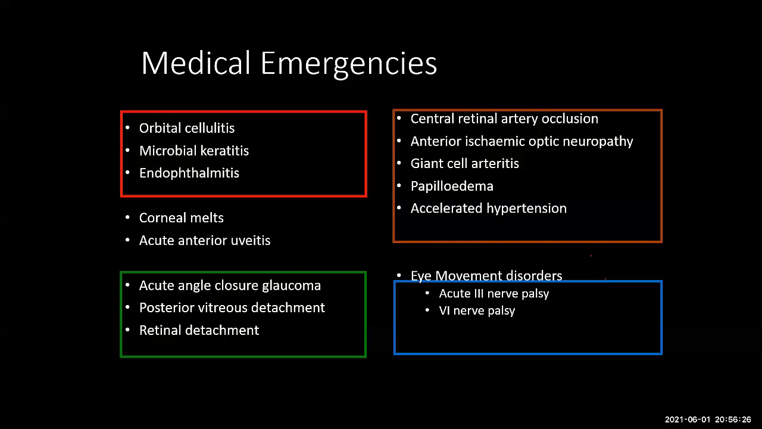Okay. Now, medical emergencies. If I were to list medical emergencies, there can be problems like orbital cellulitis, microbial keratitis, endophthalmitis, corneal melts, acute anterior uveitis, acute angle closure glaucoma, posterior vitreous detachment, retinal detachment, and then vascular insults like central retinal artery occlusion, anterior ischemic optic neuropathy, giant cell arteritis, papilledema, accelerated hypertension, and then eye movement problems like acute third nerve palsy and sixth nerve palsies.